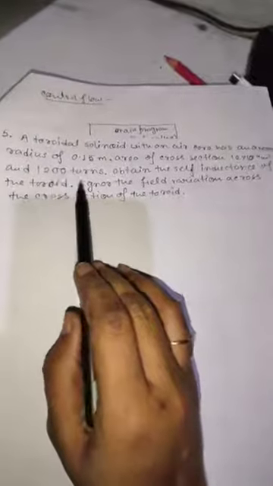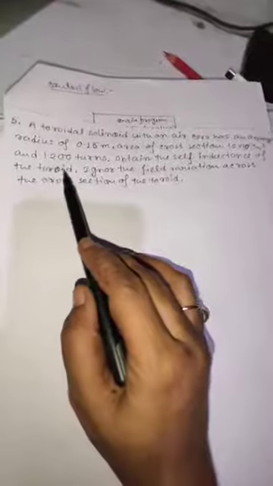Now coming to question number 5. What is it saying? A toroidal solenoid with an air core has an average radius of 0.15 meter. Area of cross section is 12 into 10 to the minus 4 meter square and 1200 turns. Obtain the self-inductance of the toroid. Ignore the field variation across the cross section of the toroid. So let us do this numerical.